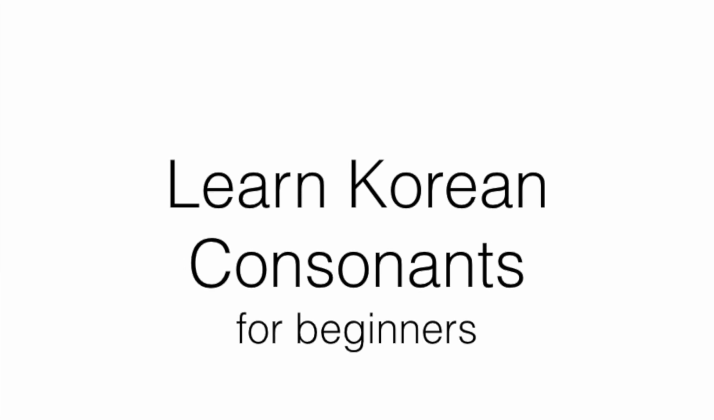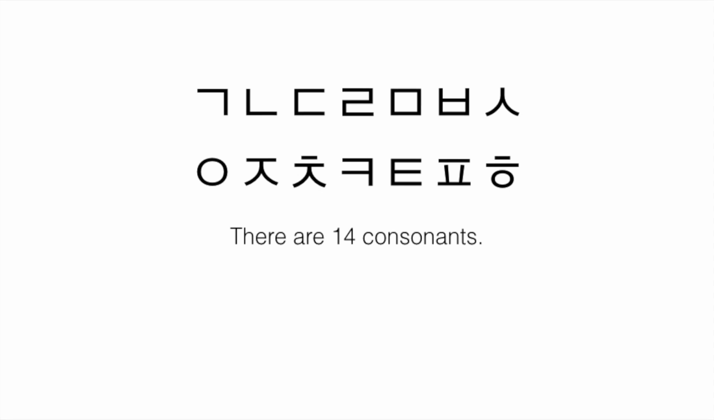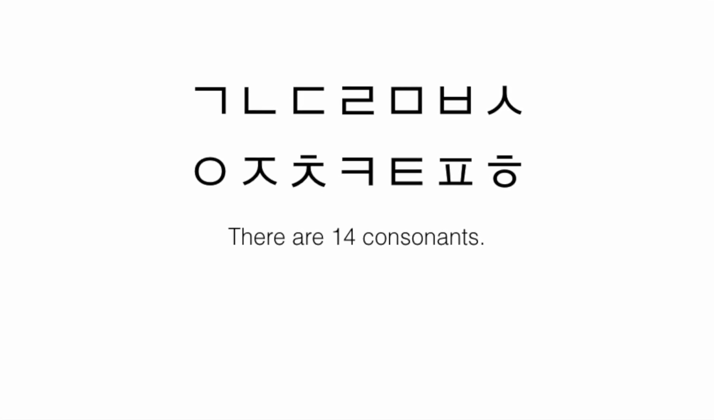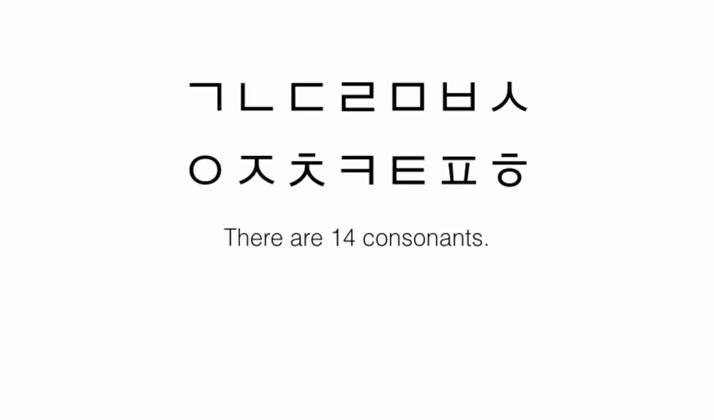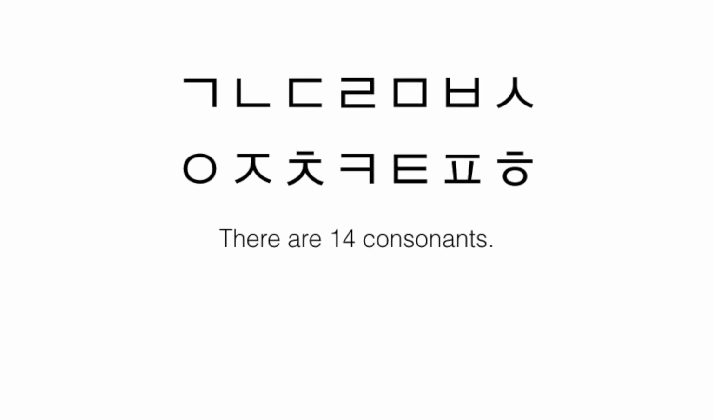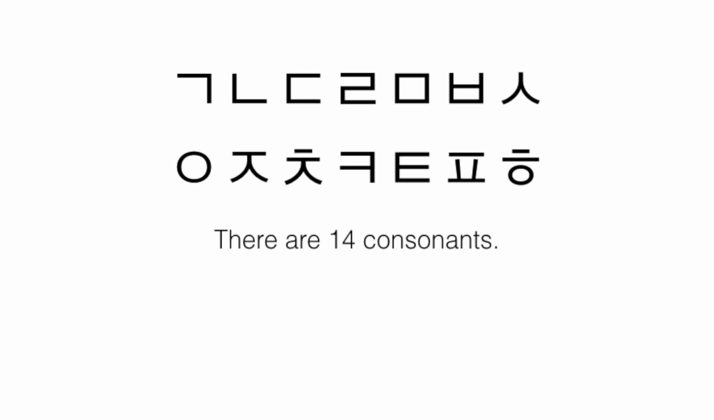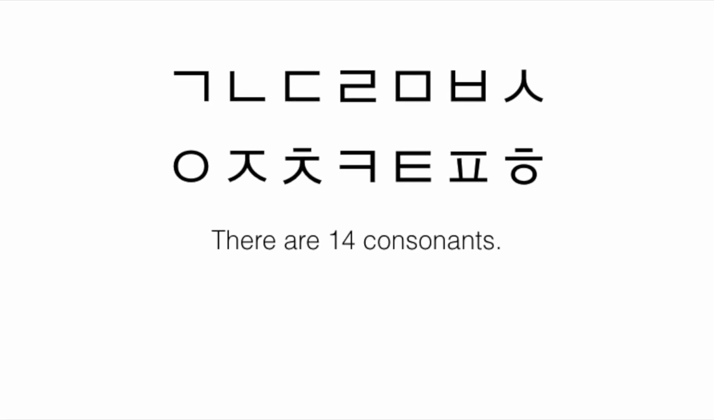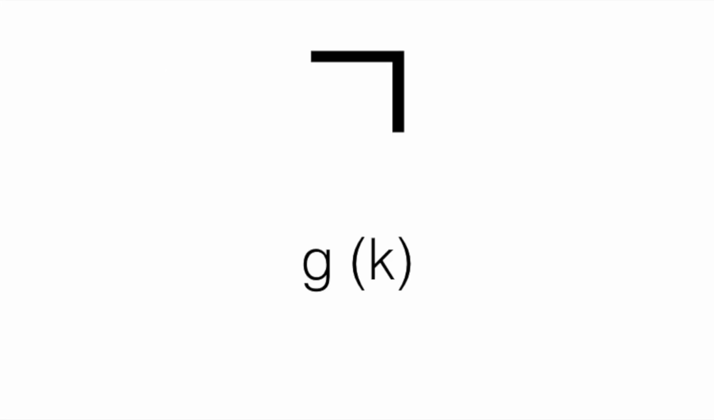Hi everyone, in this lesson we're going to learn Korean consonants. There are 14 consonants. Korean letters are phonetically based. Once you memorize how to pronounce each letter, you'll be able to read Korean. Korean is the easiest written language in the world, and there are 10 vowels and 14 consonants for beginners. Once you memorize these vowels and consonants, you'll be able to read most Korean words.